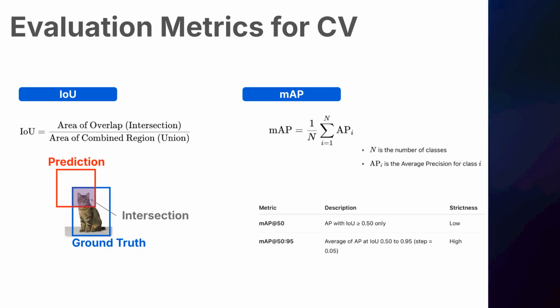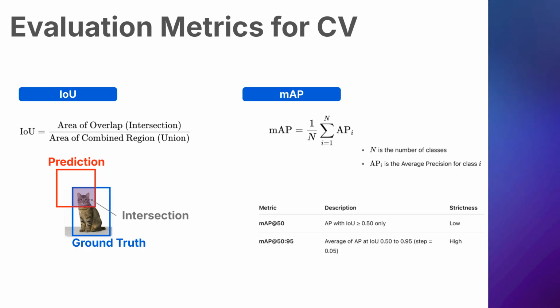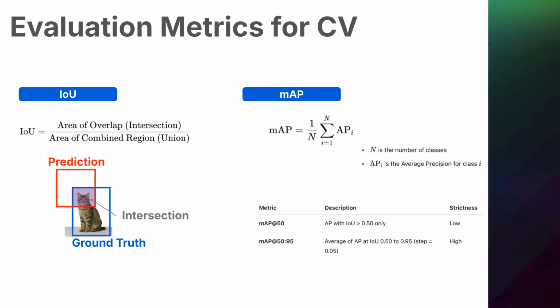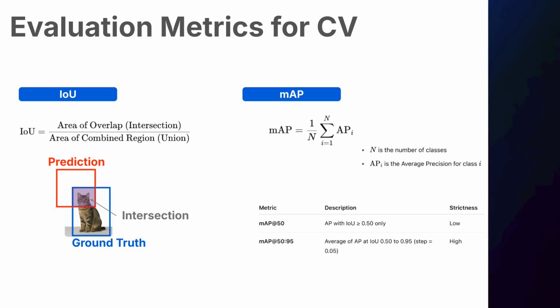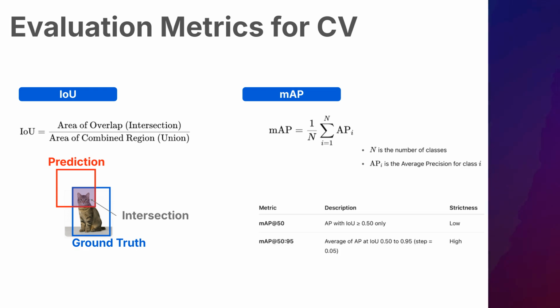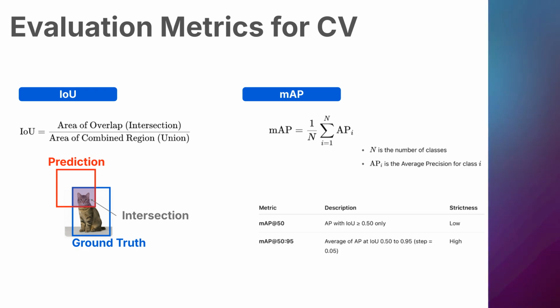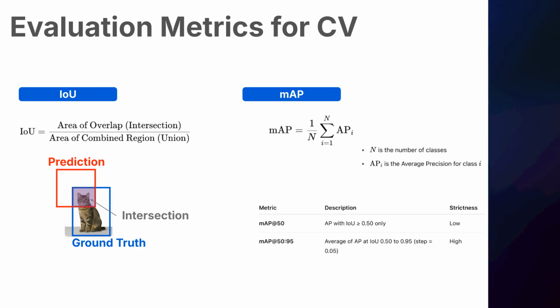Mean average precision 50 to 95 is a more detailed and stricter version of mean average precision. Instead of checking overlap at just one level, like 50%, it calculates the average precision at 10 different IOU thresholds, from 50% to 95% in steps of 5%. Then it averages all these average precision scores. This gives a much more complete picture of how well the model detects objects, not just when it's kind of close, but also when it needs to be very precise.